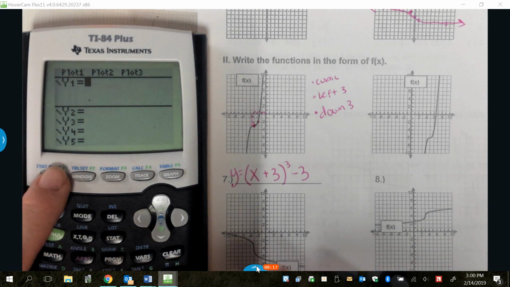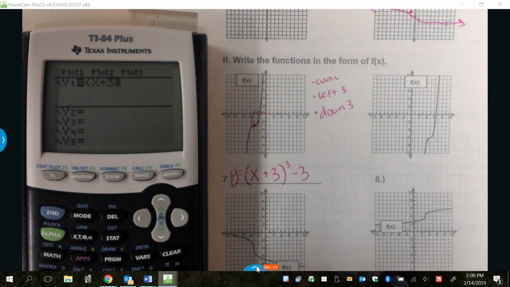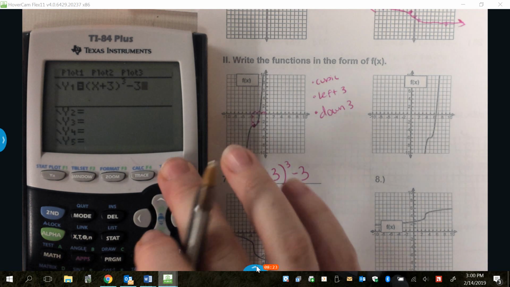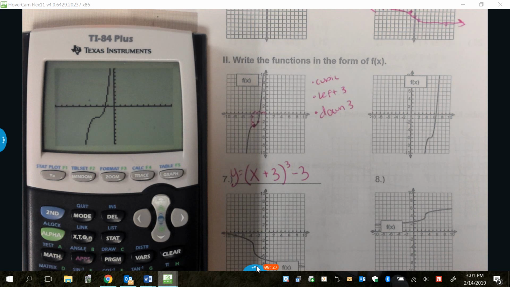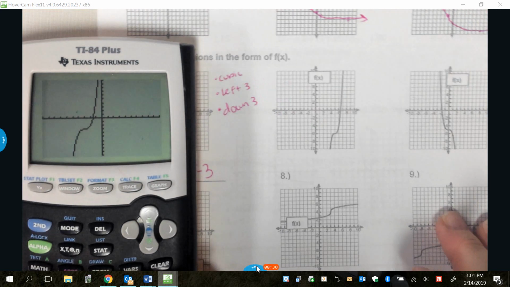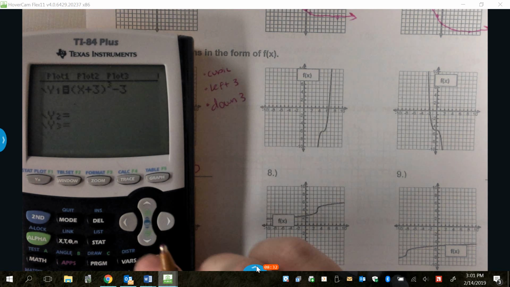So on my calculator, I can type that: x plus 3, don't forget to cube it, minus 3, and hit graph, and it looks pretty similar. So that is the same. Okay, let's look at number 8. I was about to say number 2.